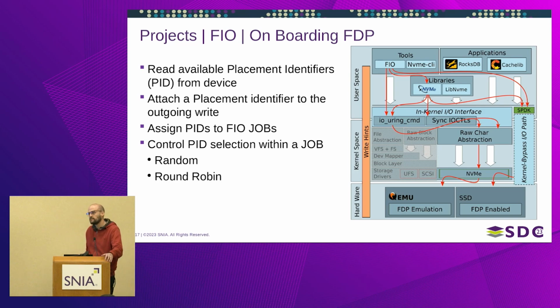Just to clarify, the placement ID is defined per job. You cannot define it per IO. Yes, in FIO. In the next slide, I think I'll talk a little bit more about that. If you have the same question after the next slide, please ask it again. So you can assign the placement identifiers to the job, and it can be one or it can be several. And you can also control the selection. When you assign a list of placement identifiers to a job, you cycle through them. So on every block write, you use one placement identifier, and then on the next write, you use the other one, and so on and so forth. And you can do that in a round-robin way or in a random way. Does that answer your question more or less?